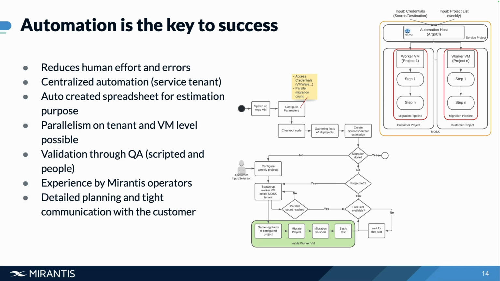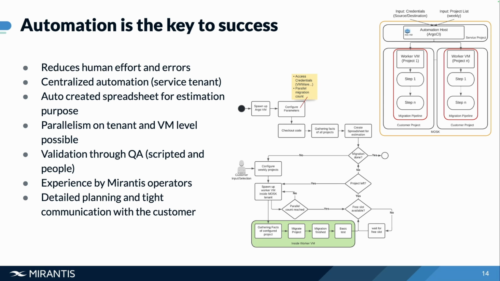So that's the beginning of the project: we start to gather all the facts within the different projects, right? That's what you can see here. We have the Argo VM, which is created and connected towards VMware, and then we gather all the facts of all the projects, and from there we can define that spreadsheet. Once this is done, we do the planning using that spreadsheet.